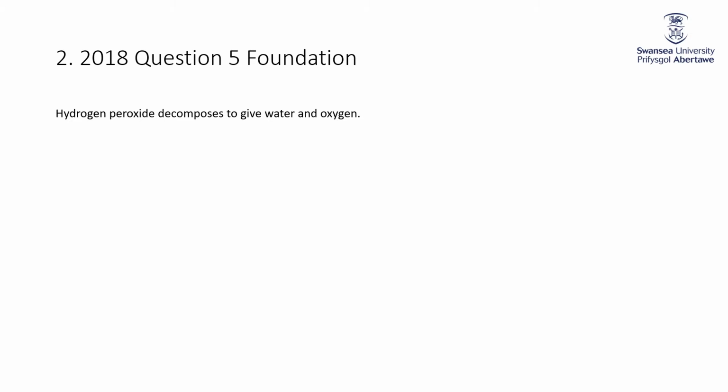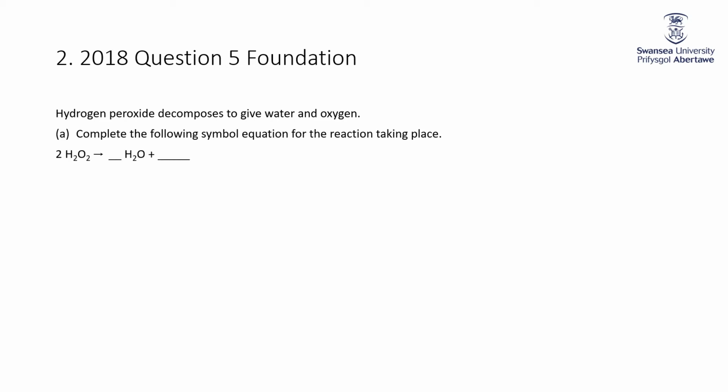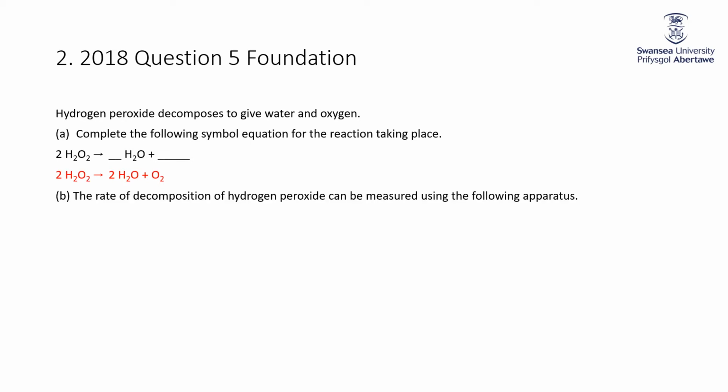Question 2 is about hydrogen peroxide decomposing to give water and oxygen. So first we are asked to balance the symbol equation for the reaction. So we would like a 2 in front of the water in order to balance the hydrogens. That leaves 2 oxygens left over, so we add an O2 onto the end.